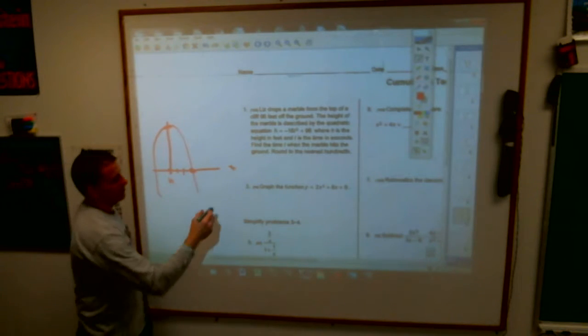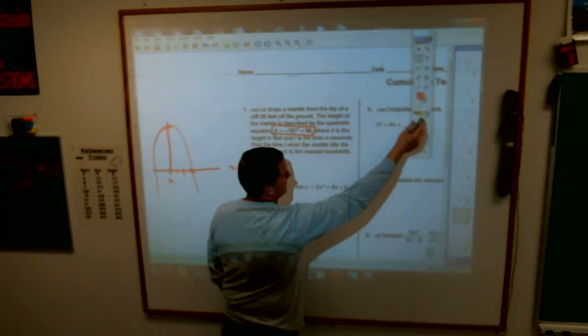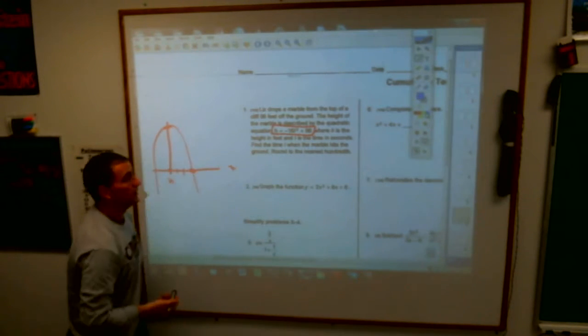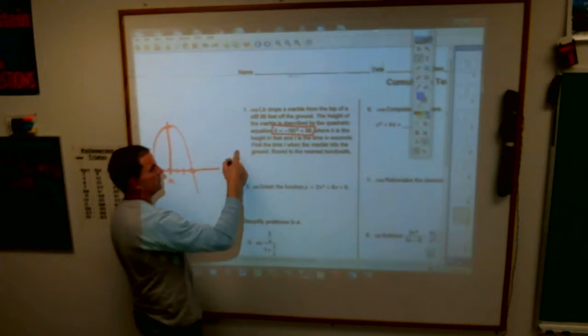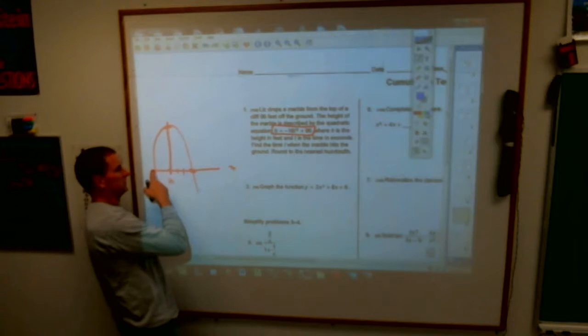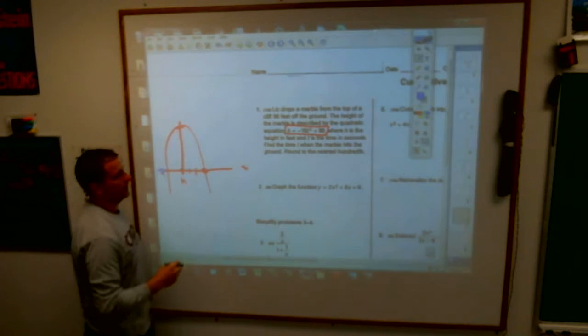Most of you plug this into your little calculators and got some answer by tracing that whole thing. That's all well and good, but you could have easily done it this way as well. You're looking for where h is 0, because that's what this line is. That is your h is 0 line.